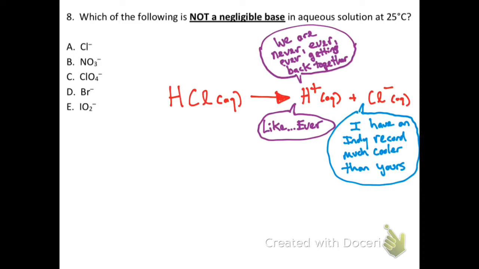Strong acids dissociate completely into negligible bases. So, between these, we're looking for which one is not the conjugate of a strong acid. So, nope. There we go. For our purposes, anything with a negative charge that's not the conjugate base of a strong acid can act as a base in aqueous solution.